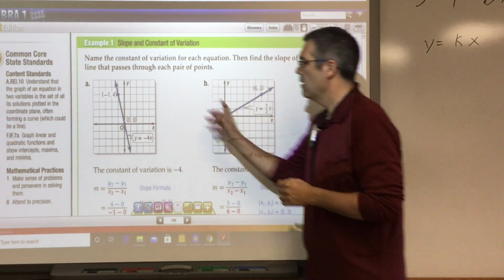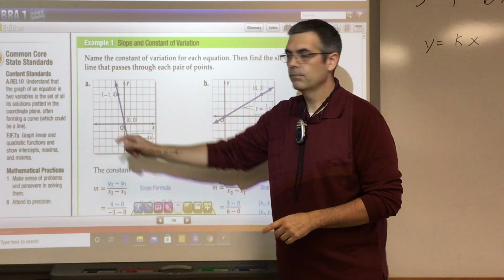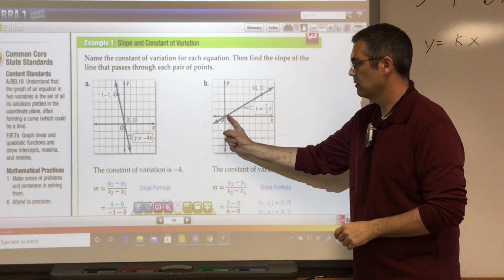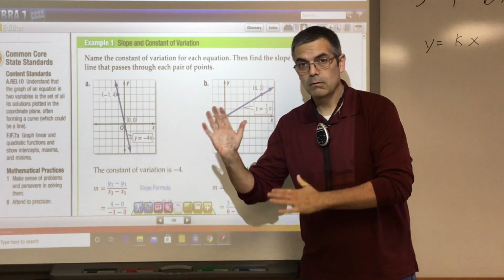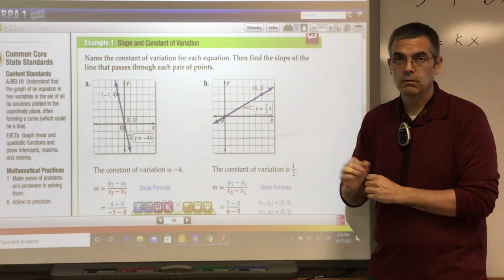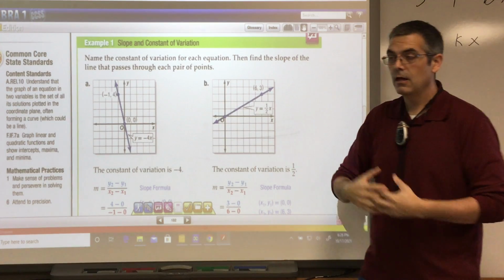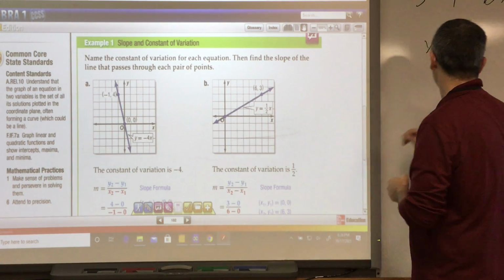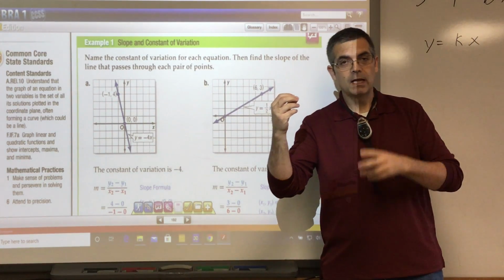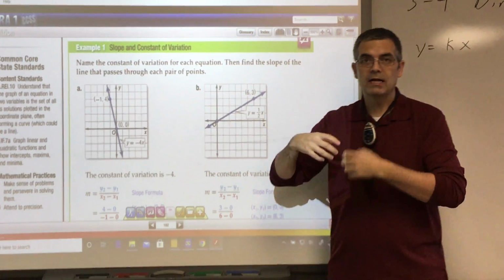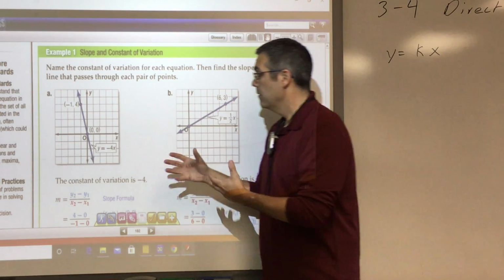Right here, notice, both of these graphs, your line passes through 0, 0. If your line passes through 0, 0 and is linear, a straight line, it is a direct variation. It has a constant of proportionality. It has a slope that you can find. If it has that, we get to use this formula, k equals y over x, which means you can take the y and the x, put the y over the x, and now you know what your slope is, right? So that's what you're looking at, all right?